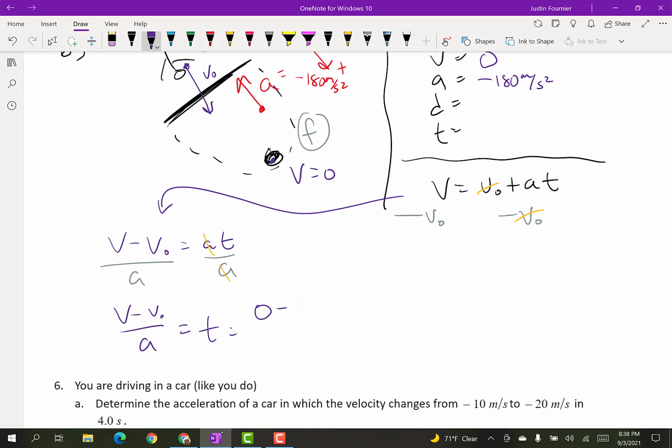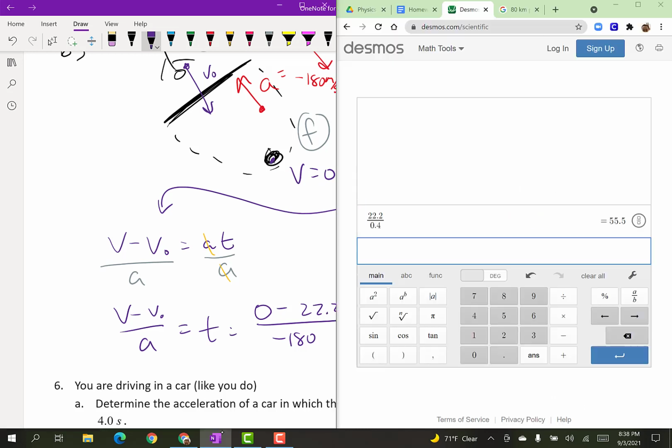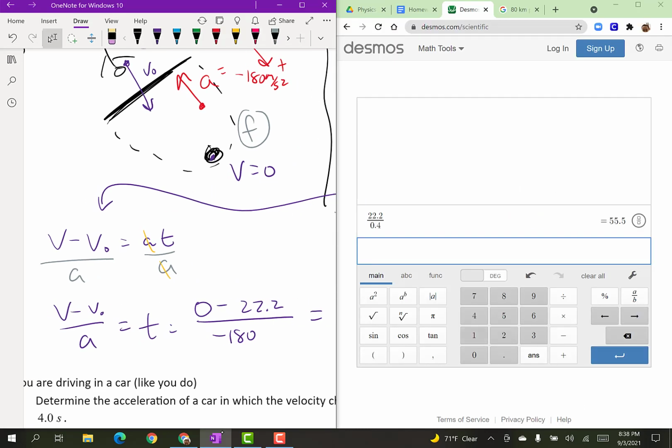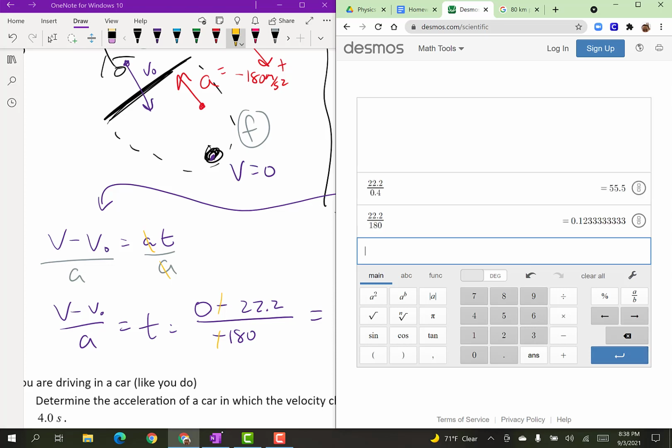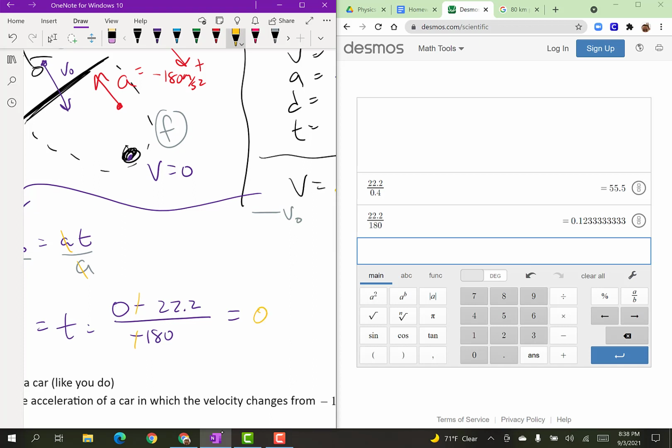Which is, the final velocity is 0. The initial velocity is 22.2 meters per second. And the acceleration is negative 180 meters per second squared. And now I can just do this. The negative is going to cancel out, so I don't need to put that in. But 22.2 divided by 180. And I get 0.123. So 0.123 seconds. Yikes. It's a short time to accelerate.